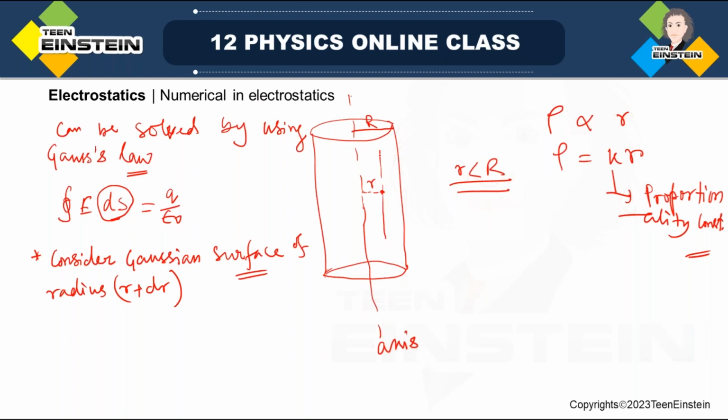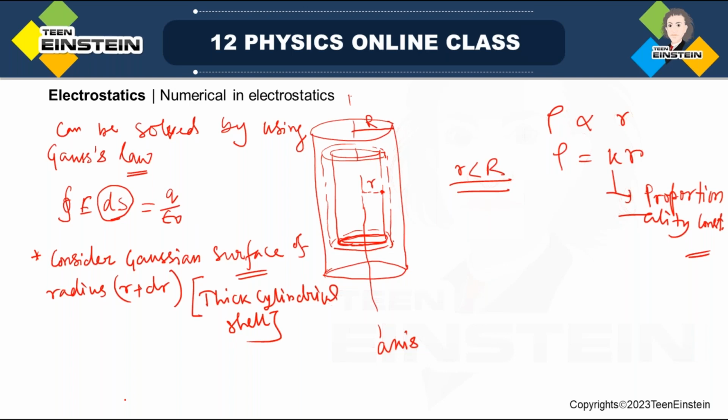So dr is somewhere here. I have to take a cylinder which is passing through r, but this cylinder has some thickness because it is a solid cylinder. So this thickness is actually dr. I have to take a thick cylindrical cell, a thick cylindrical cell, as the Gaussian surface.